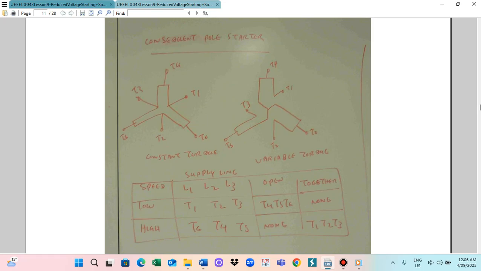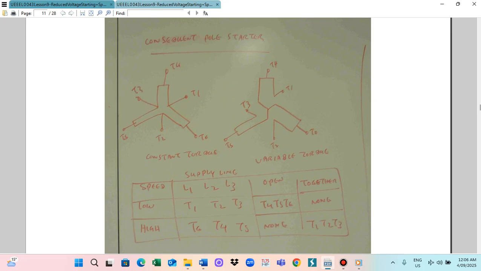And then at high speed, the supply lines must be connected to T4, T5, and T6. So there is no open contact, and T1, T2, T3 must be connected together. So in this way we can change a two-speed motor. So this is the connection by which we can change the motor. That way it is just a difference of winding. The reason is that when you connect T1, T2, T3 together, T4, T5, T6 are open. So that way the motor runs at one speed.